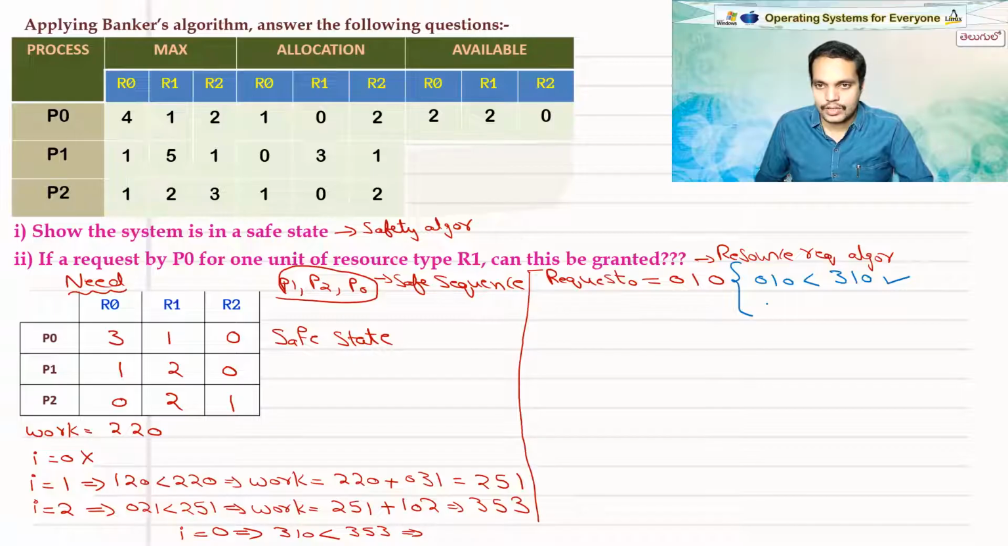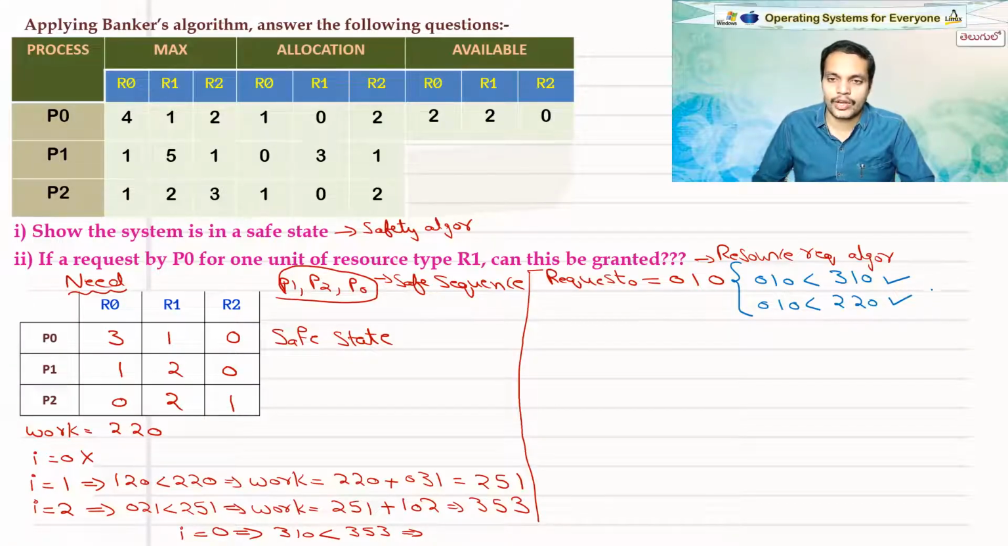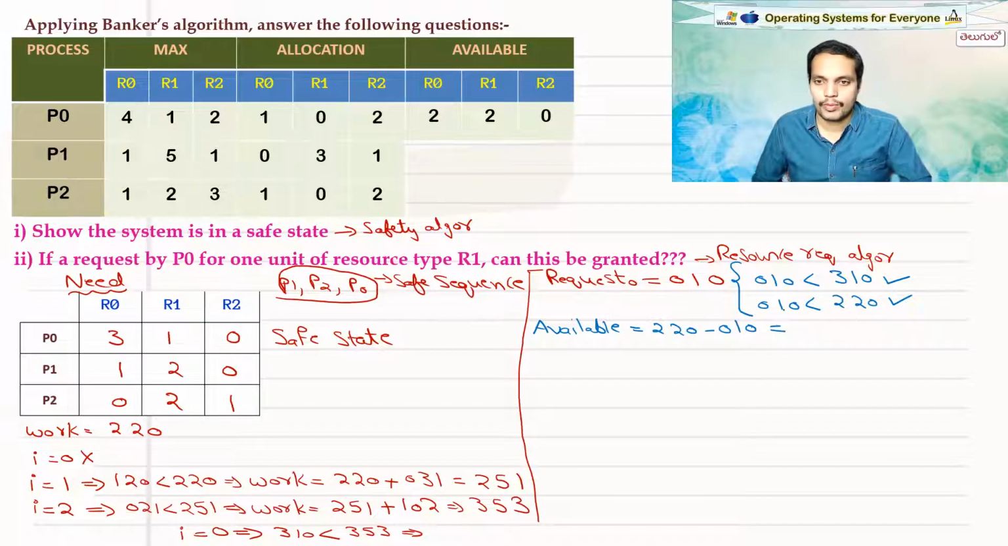After that, is 010 less than available or not? What is available? 220. So this is also true. Both step 1 and step 2 are okay. Then we need to go for step 3. In step 3, you have to make necessary changes, right? So now what is the new available? I have previously 220, out of which I am granting 010. So my new available will be how much?